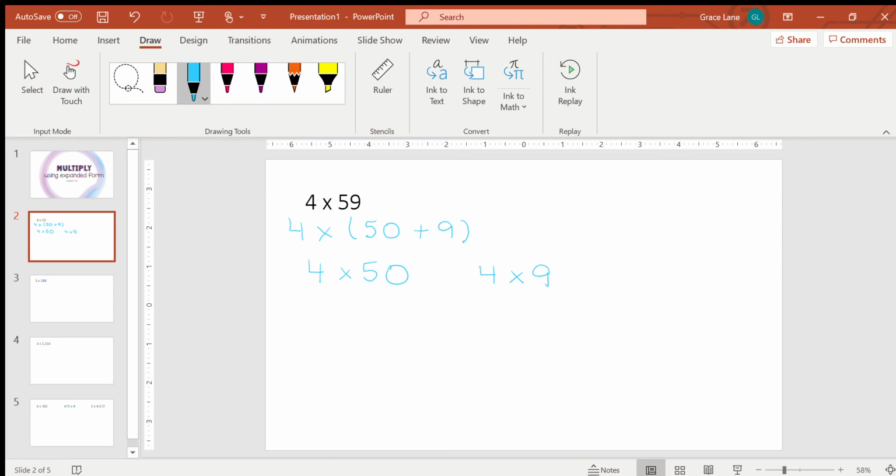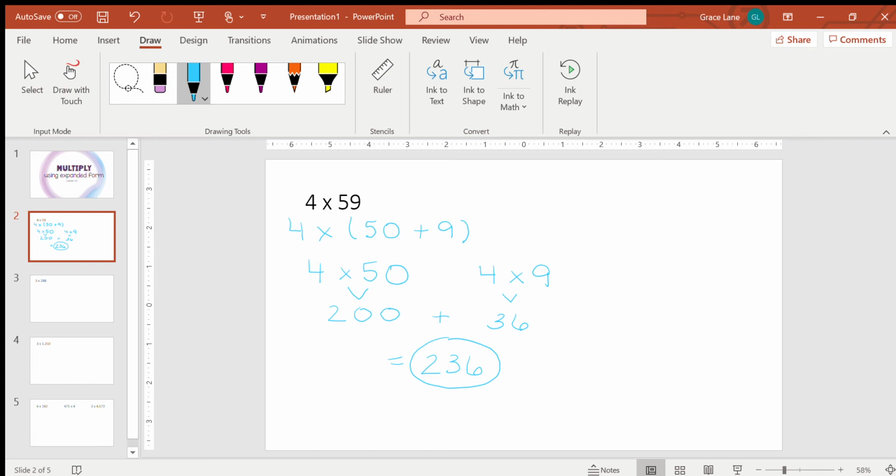And so if we use our skills from last week, 4 times 50, if you can imagine 4 times 5 is 20, then you add on the extra 0. 4 times 50 is 200. 4 times 9 is 36. If you add these two together, you get 236. And 4 times 59 is equal to 236.